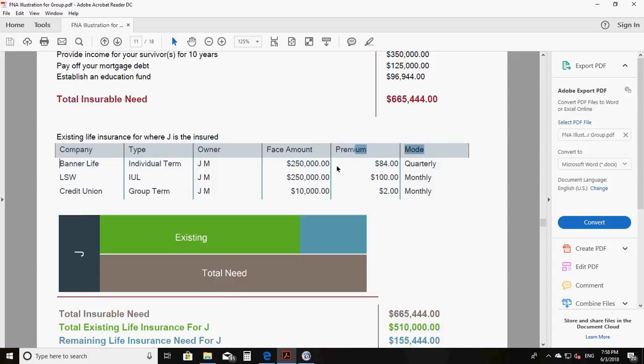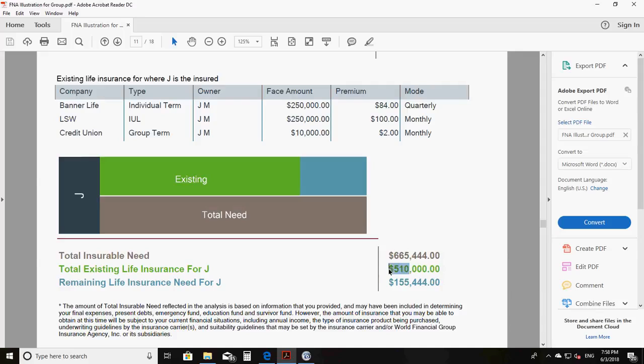So he had an individual term at $250,000 right here. He had an IUL at $250,000 right here. And he had a small group term at the credit union for $10,000. So when you add all three of those up, you got $510,000 in place, enforced life insurance versus a need of $665,000. So on a death benefit basis, he has a remaining life insurance need just a little bit over $155,000. This will allow you to tell, is the client overinsured, underinsured, do they have no insurance?